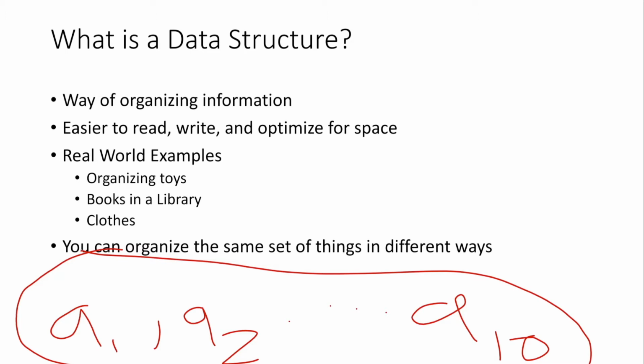Let's look at a couple of real-world examples. First, organizing toys. This can be done in a data structure. So, you group all of your video games or video game toys into one list. And in the other one, you group all of your little cars. And in the other one, you group all of your RC cars and helicopters and all that stuff.